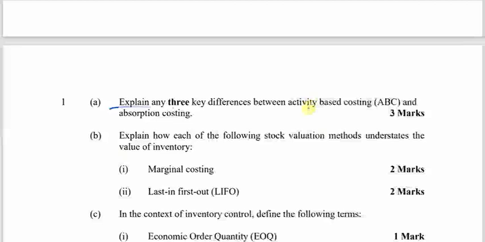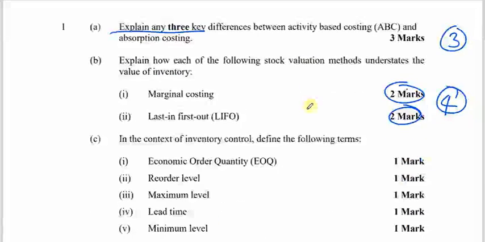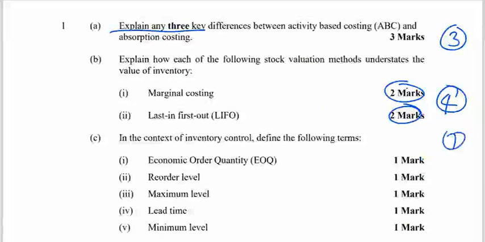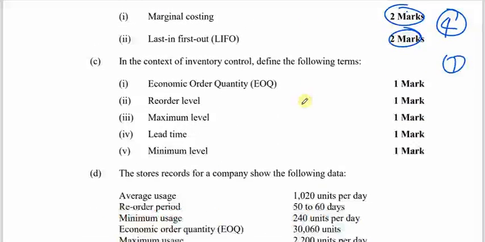You can see here, explain 3, that's theory. We have 3. Explain how, that means that's theory, that's 2, that's basically 4. Together, we are on 7. Then you have define the following. So we have 1, 2, 3, 4, 5. So we have 5. 5 plus 7, that's basically 12. We are at 12.